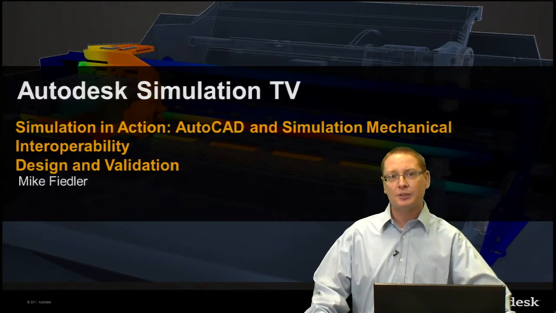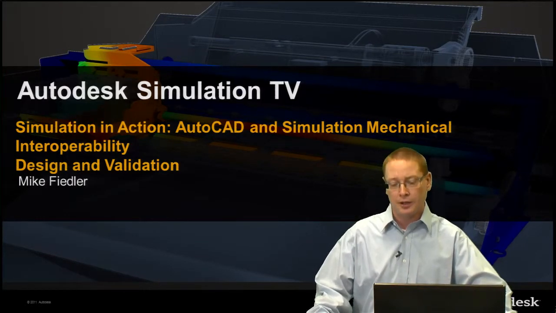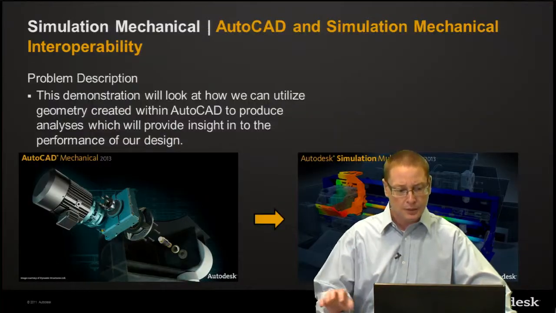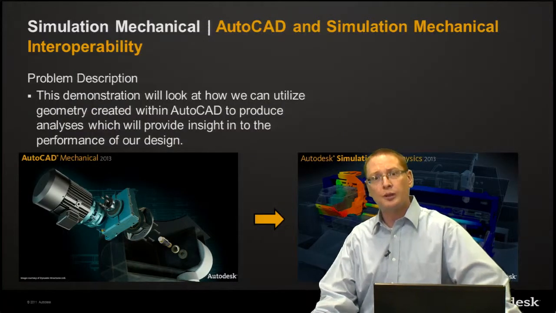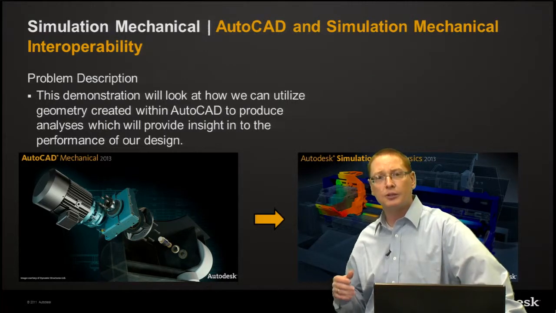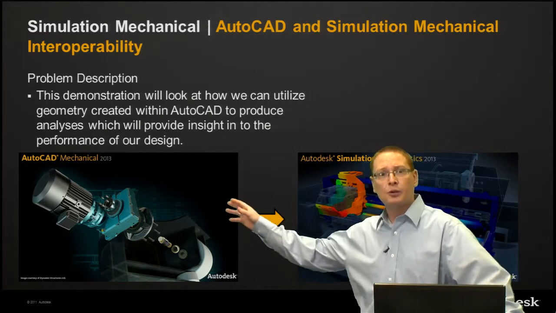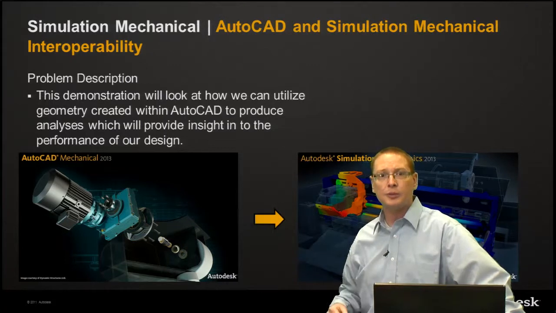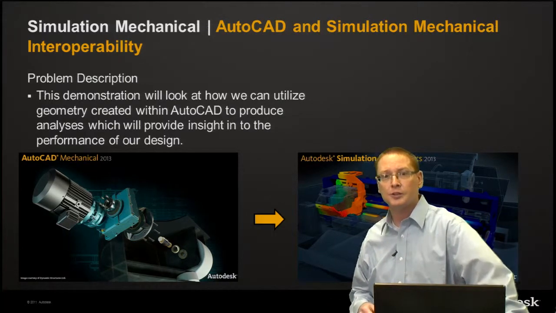Today we're going to be looking at Simulation in Action, AutoCAD and Simulation Mechanical Interoperability, in the broader category of Design and Validation. So the description, what are we going to do today in greater detail? This demonstration is going to look at how we can utilize geometry that we create within the AutoCAD environment to produce analyses which will provide insight into the performance of our design.